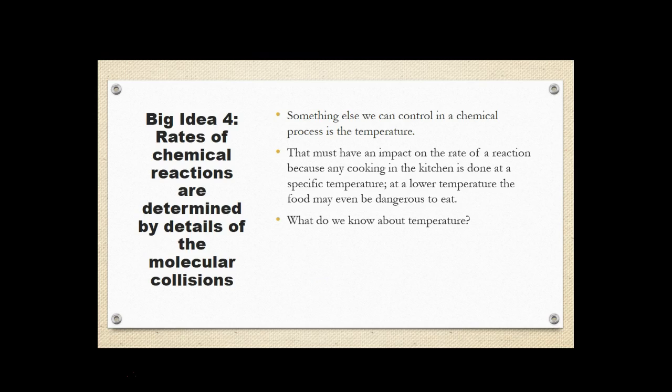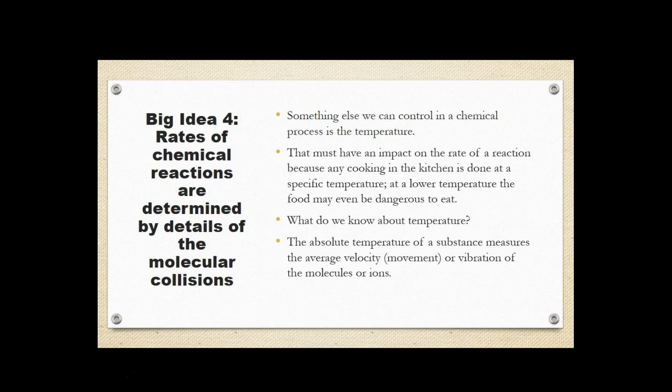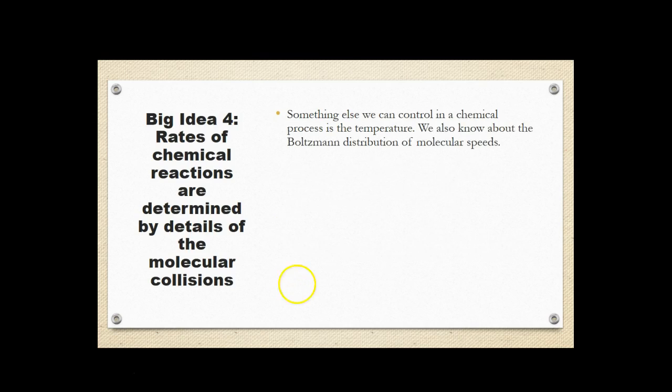Now, what do we know about temperature? Well, we know that the absolute temperature of a substance is a measure of the average velocity or the average vibration of the molecules or ions. Higher temperature means higher velocity or higher amounts of vibration.